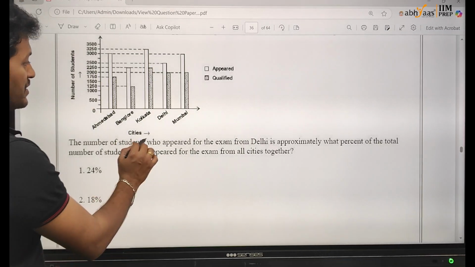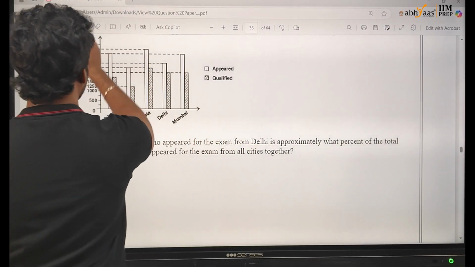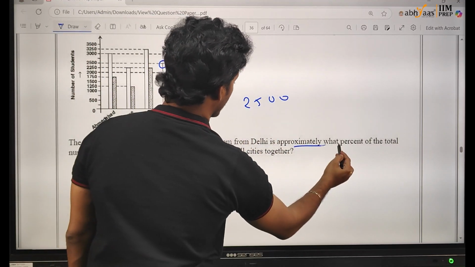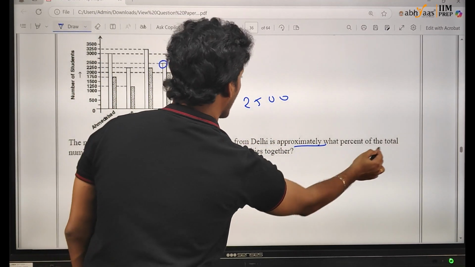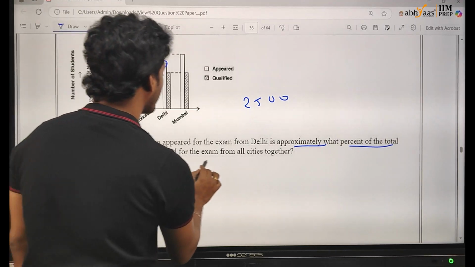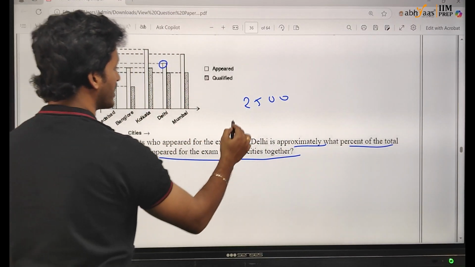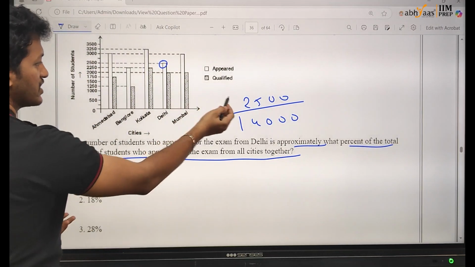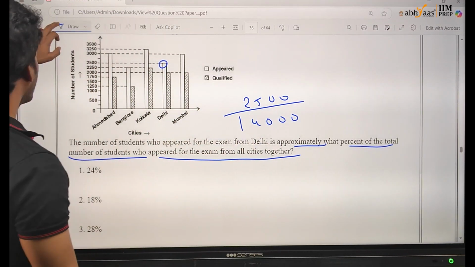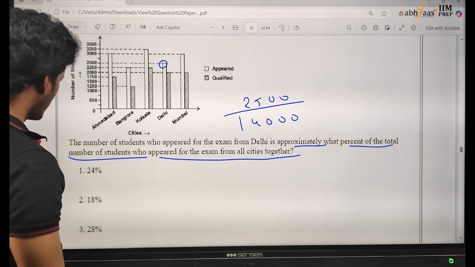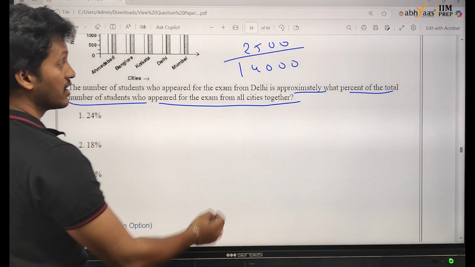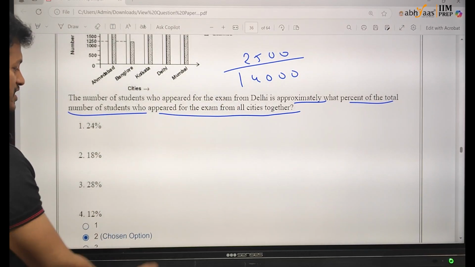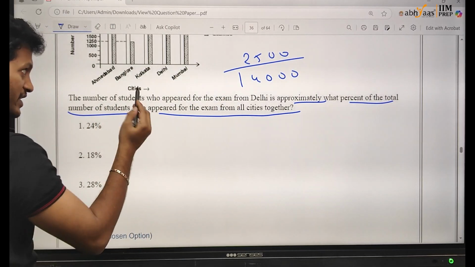The number of students who appeared for the exam from Delhi, which is 2500, is approximately what percentage of the total number of students who appeared for the exam from all cities together? We already calculated that it is 14,000. So just see what percentage 2500 is of 14,000. Will that be near 25 percentage? No, not at all. If it were 10,000, then I could say 2,500 is exactly 25 percentage. So it is not at all 25 percentage.